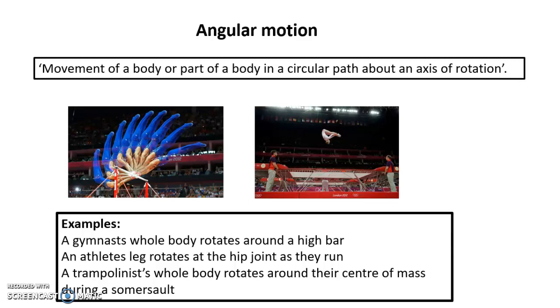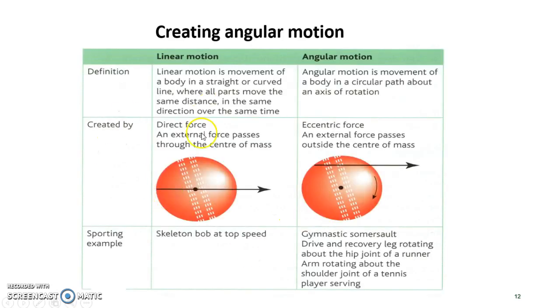So if I take it on from here, let's have a look. How do we create angular motion? Well, I think a good point here is to think about how we created linear motion. If you have a look down the side here, we had linear motion, which I talked about the definition. You don't need to write this stuff down. This is just a pivot for you to compare. So how do we create linear motion? We looked at this concept of a direct force being placed through the center of mass. That was something that allowed something to travel in a straight line.